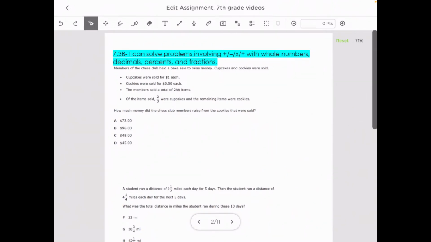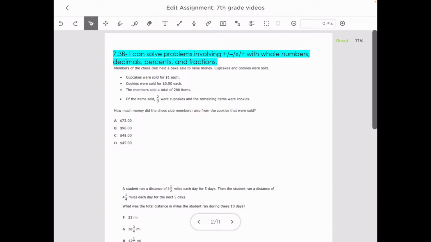Alright guys, so in this video I will be covering TEKS 7.3b, and that TEKS states I can solve problems involving addition, subtraction, multiplication, division with whole numbers, decimals, percents, and fractions. So let's go ahead and get started. I'm going to do two examples in this problem.